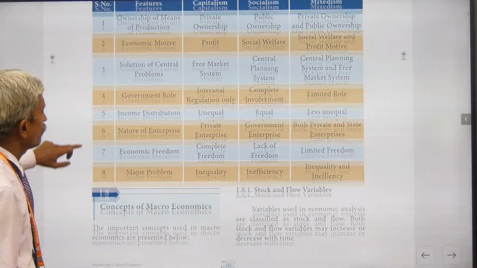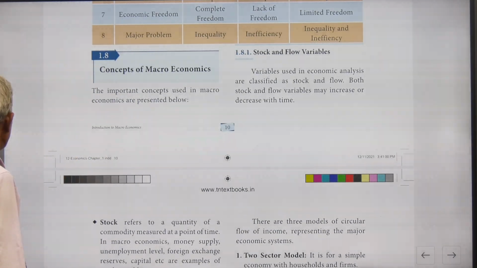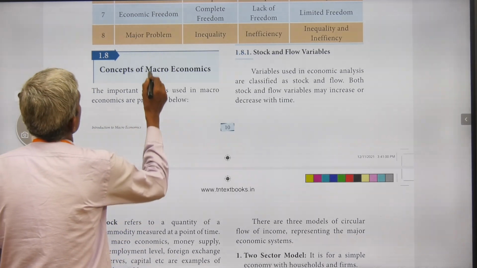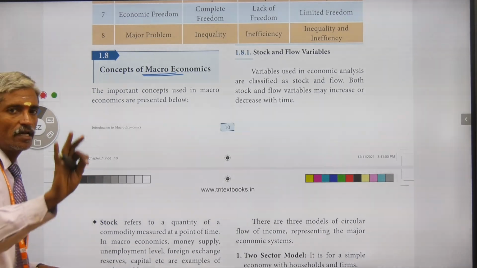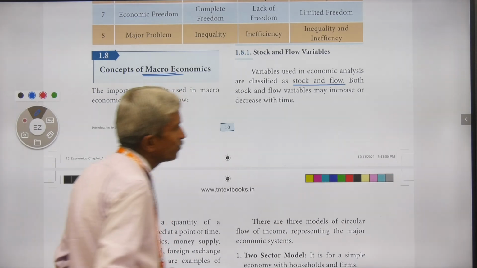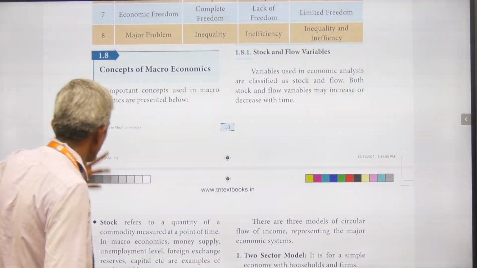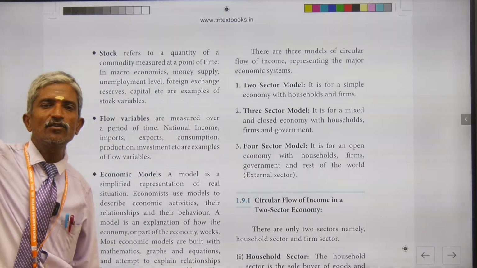Okay, next, what are the concepts of macroeconomics? Concept means terms. Concepts of macroeconomics, they are only 3. Basically it refers to stock and flow. Additionally we are going to write one more term about the economic model. Further the model is classified into 3.